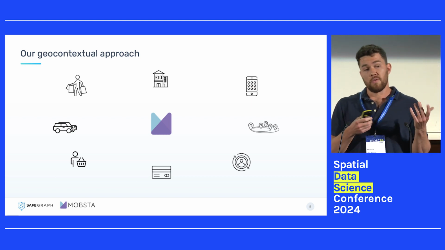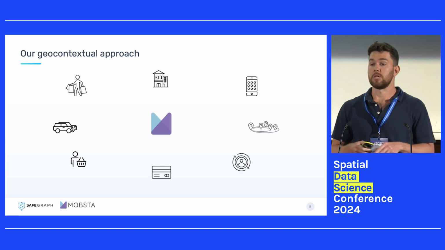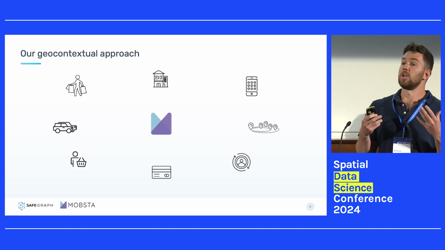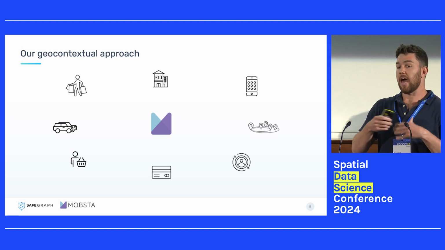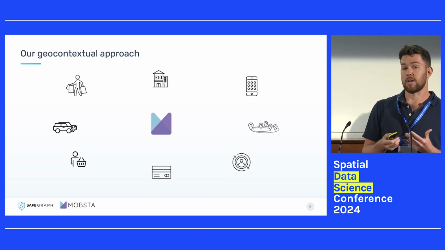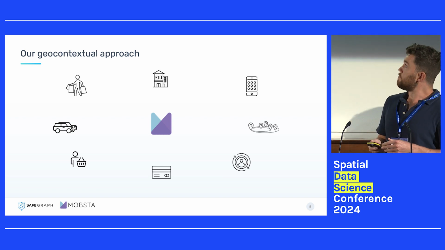So I'm going to go through a couple examples of the sort of work that we do at Mobsta, but everything that we do is underpinned by anonymous, location-centric data. So we add context to every single area of the country so that we can help our advertisers target their campaigns to maximize the relevance of them.